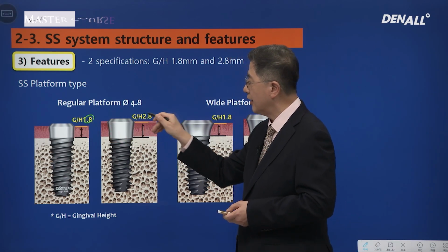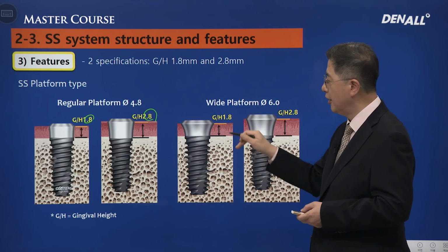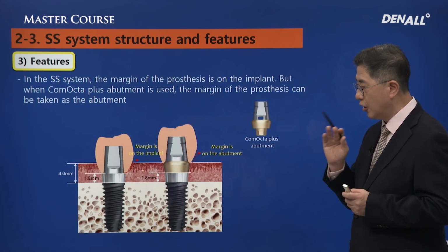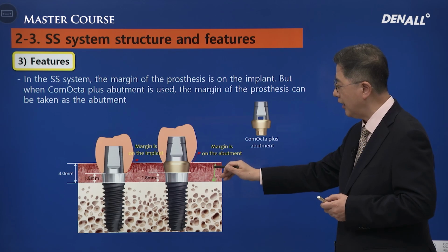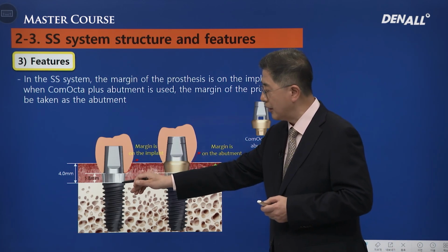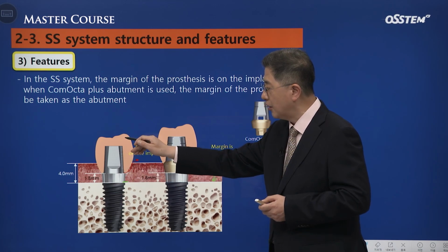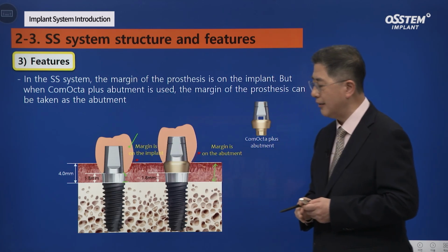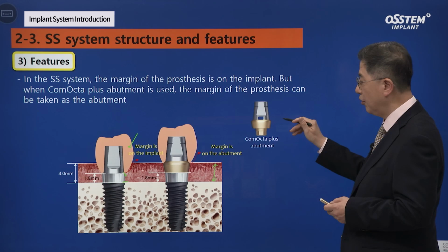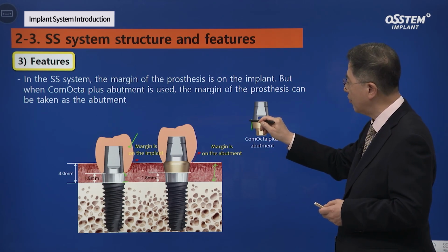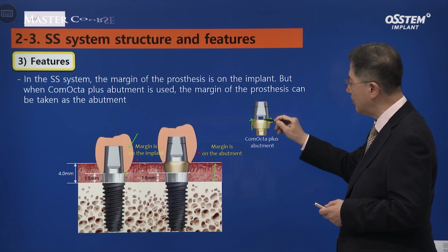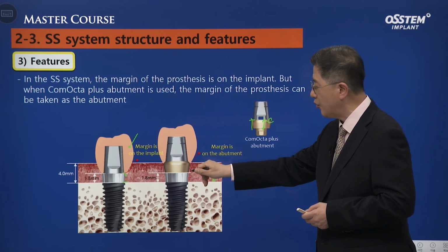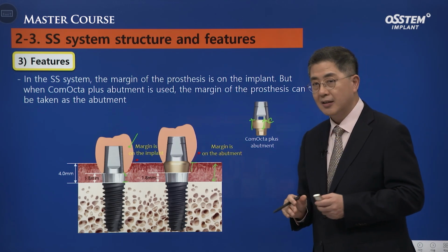Gingival cuff height is 1.8 and 2.8, and depending on gingival thickness, you can differentiate different options. If the gingival thickness is deep, and you use the SS implant following the bone level, the bevel margin, which was an advantage, can serve as a disadvantage. In that case, you need to use a Conocta Plus abutment. The gingival cuff is similar to that of a cemented type abutment. The marginal position needs to be changed to deliver the prosthesis.